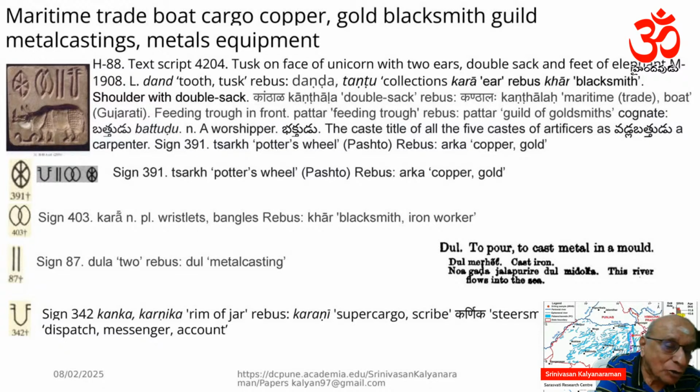Then we have a sign of two long strokes. That is dula, meaning two. We have small strokes, which is sign 99, a splinter. This is a long two strokes. Dula, two. A similar sounding word is dul, metal casting. Look at this. In Sanskrit, dul means to pour, to cast metal in a mold. Dul merhet means cast iron.